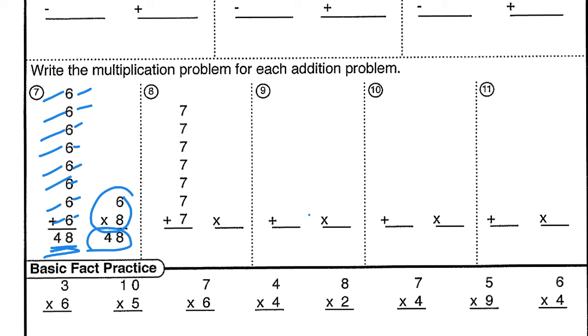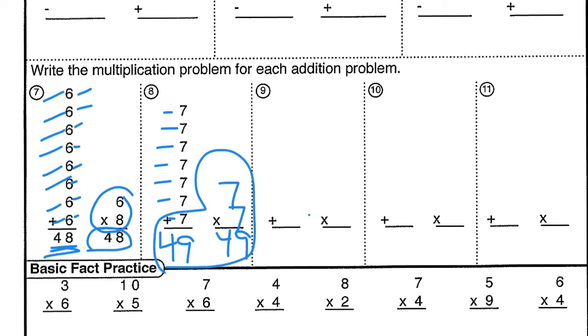Why don't you pause the video and try number 8 on your own? Okay, you should have already done this. You've got 1, 2, 3, 4, 5, 6, 7. 7 sevens, I know already, because I do math all the time, is 49. 7 plus 7 plus 7, and so on, 7 different times is the same thing as 7 times 7, which is 49. You should have done all this stuff that I just showed you right here.